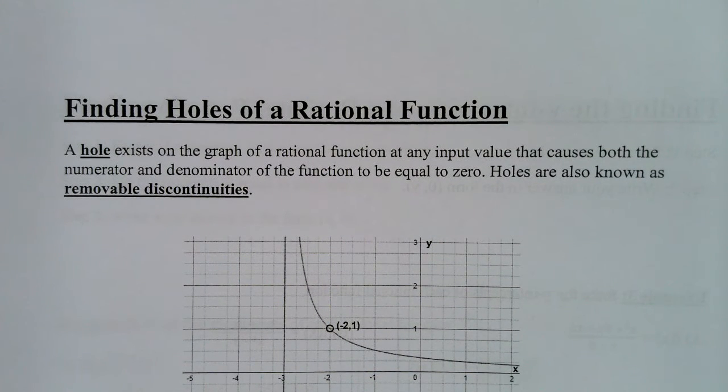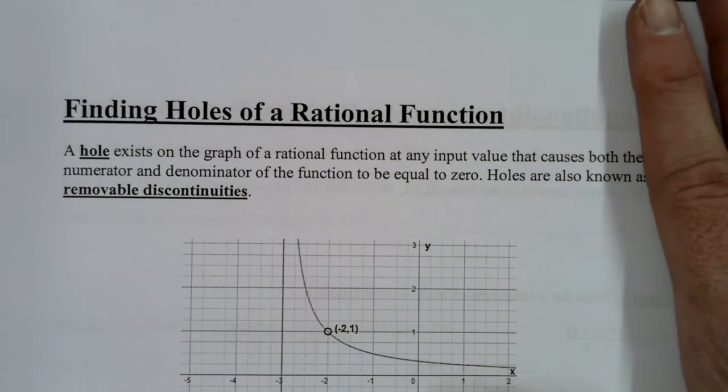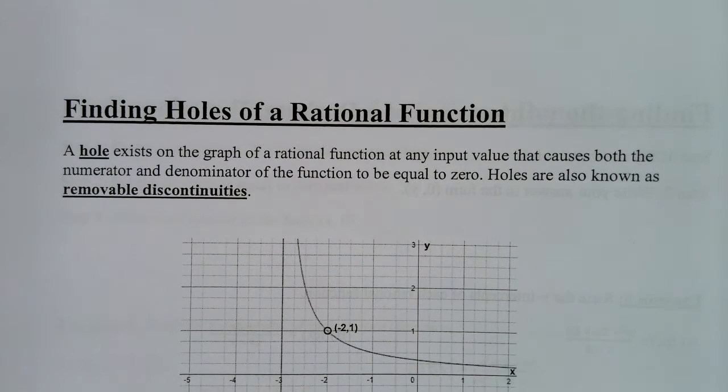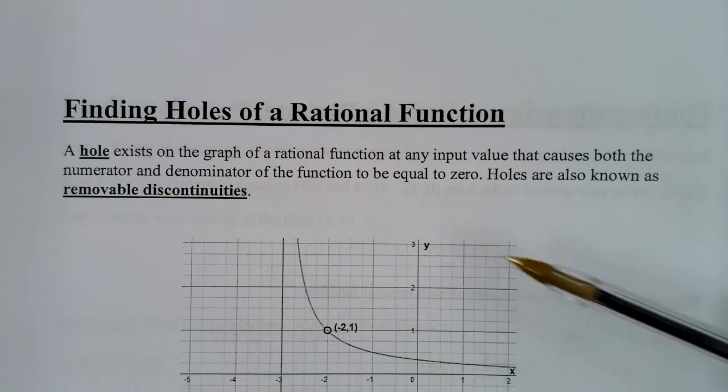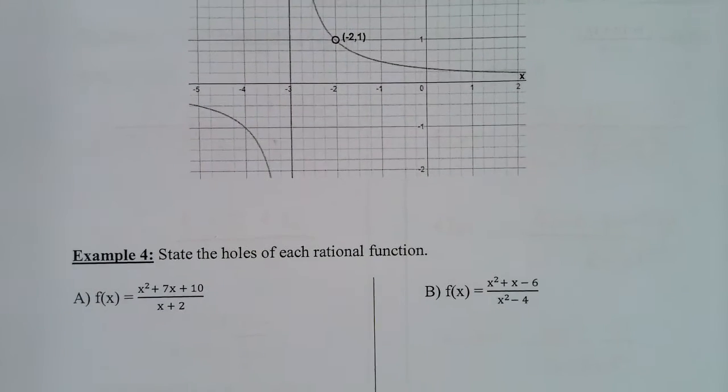Okay, the next page talks about finding holes of a rational function. A hole exists on the graph of a rational function at any input value that causes both the numerator and denominator of the function to be equal to 0. Holes are also known as removable discontinuities. So the key part is it causes both the numerator and denominator to be 0.